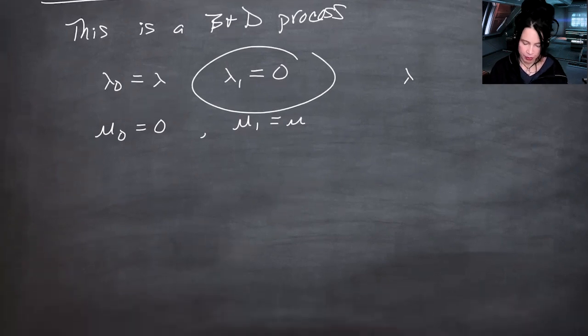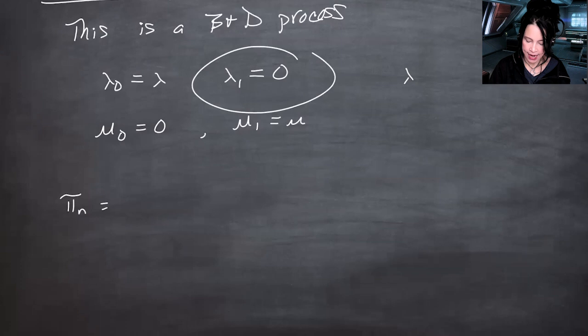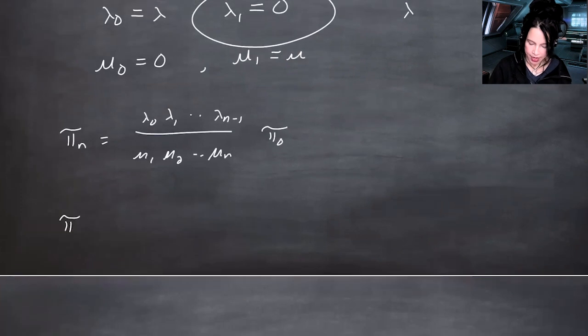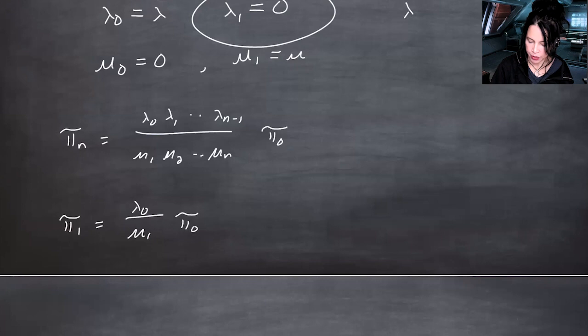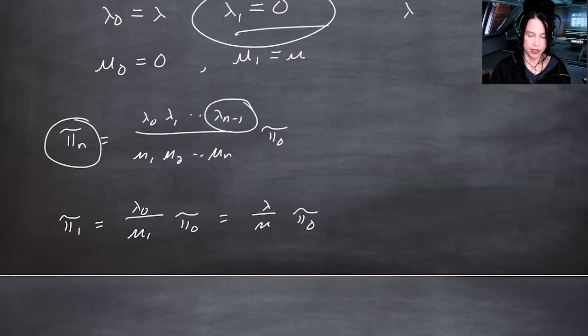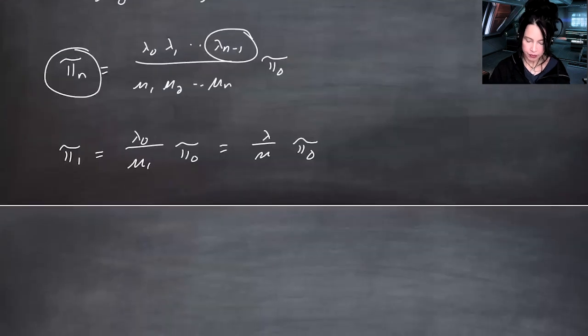Okay, so I am almost out of time, but I want to use our handy dandy new formula. So pi 1 is lambda 0 over mu 1 times pi 0, and this is lambda over mu times pi 0. As soon as you go up to pi 2, you're going to get a lambda 1, which is 0, so the ratio is going to zero out. And let's solve for pi 0. Pi 0 plus pi 1 has to be 1.